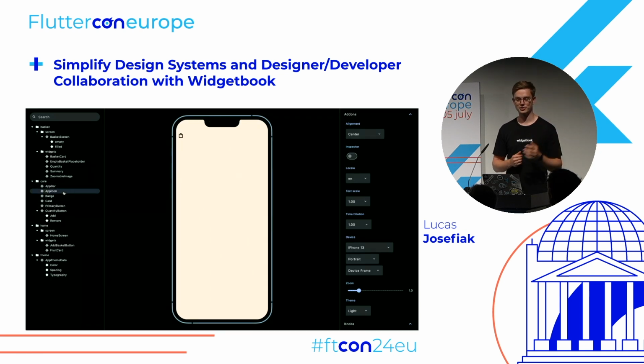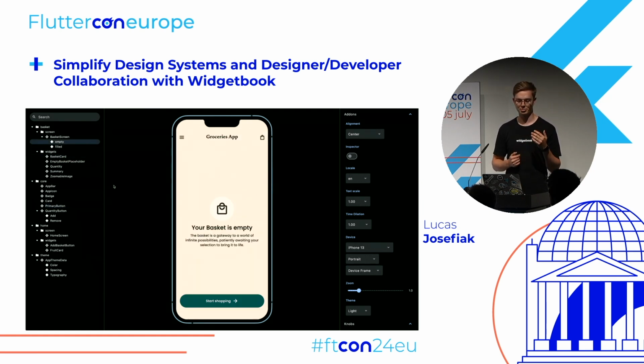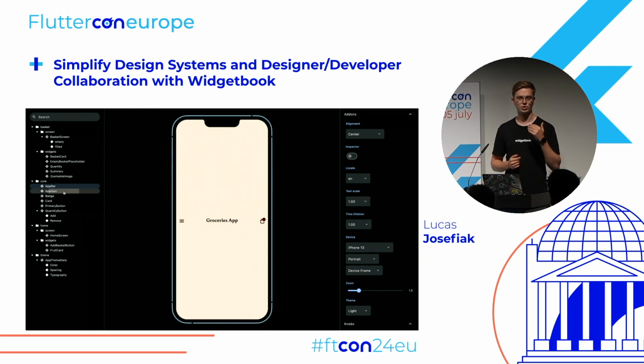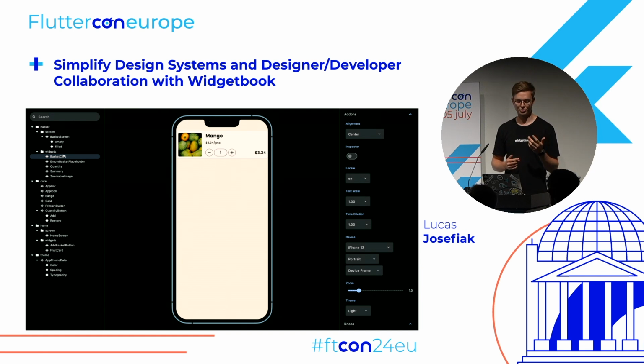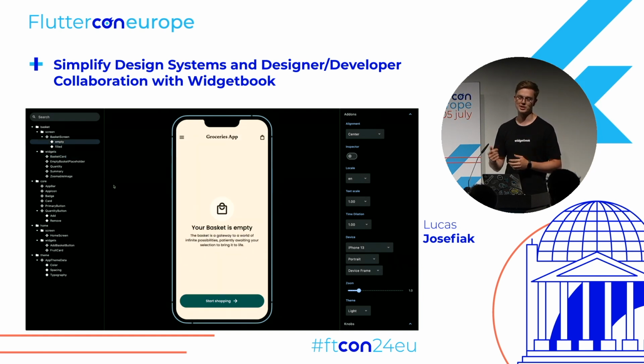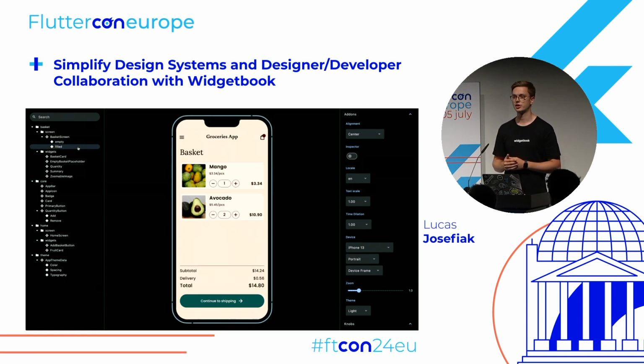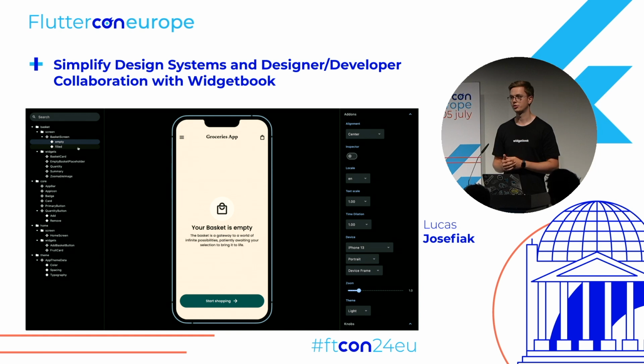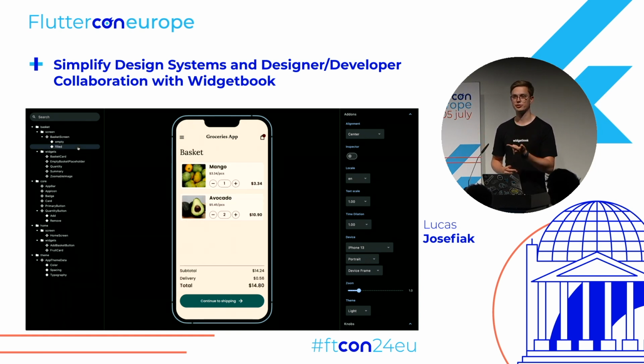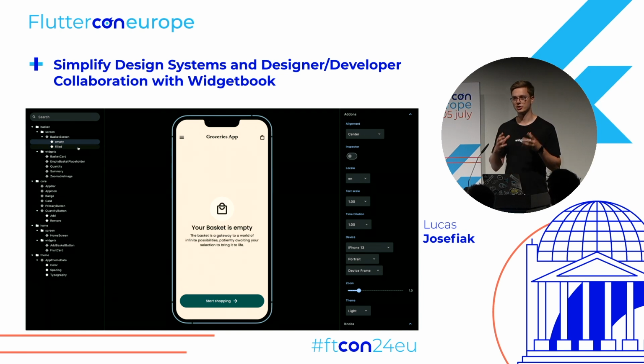So you see here on the left side, you get a nice overview of all of your different widgets. So you can start just with your atoms. So for example, with your badge or your card, but you can also catalog more complex widgets like molecules. So for example, the basket card, or also entire screens like the basket screen. And you have the chance for each and every widget that you're cataloging to catalog different use cases of your widgets. So in our case with the basket screen, we have one use case empty and another use case filled. So you have, in the end, the chance to catalog all of your relevant use cases here.